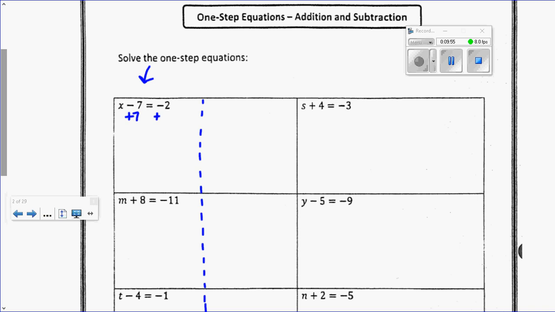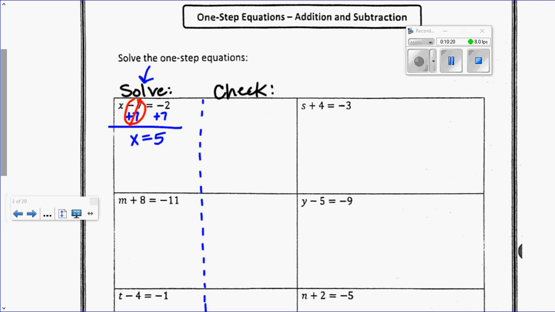I got to do the same thing to both sides. Make sure you have it written twice. Okay, so I'm left with x equals whatever negative 2 plus 7 is. Don't forget your integer rules. But again, you are able to use your calculator now, and that is equal to 5. Okay, now do the check. So we solve on the left and check on the right.